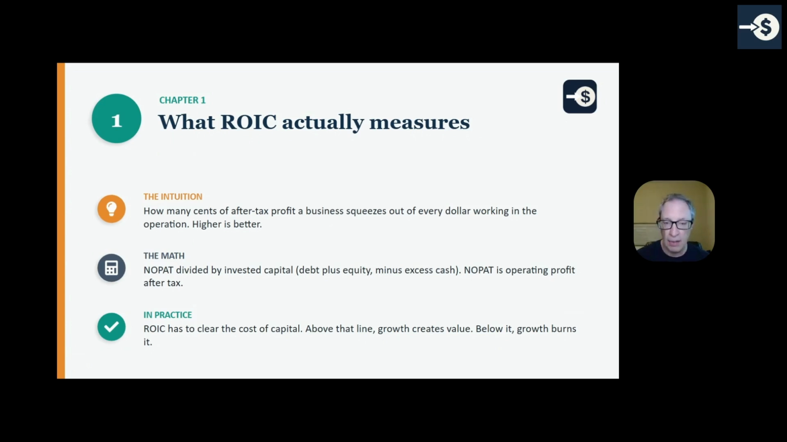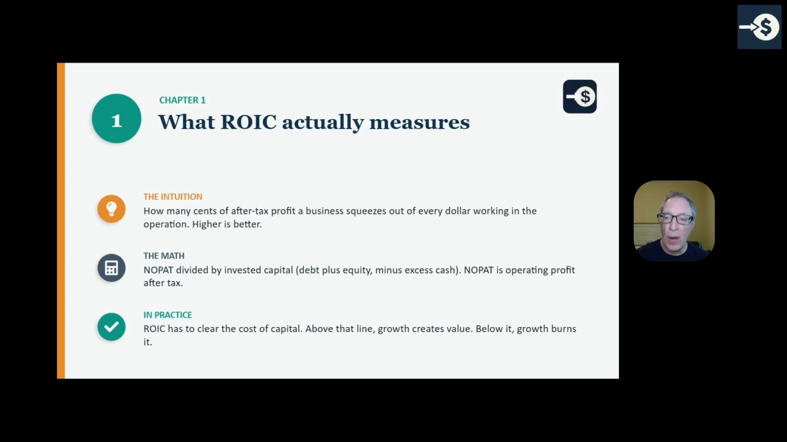Let's go back and unpack this a little bit. The formula is ROIC equals NOPAT divided by invested capital. But you're probably asking, what are those numbers? NOPAT stands for net operating profit after taxes. To calculate it, you look on the income statement for operating income, or earnings before interest and taxes, EBIT, and multiply it by 1 minus the tax rate. That gives you the NOPAT.